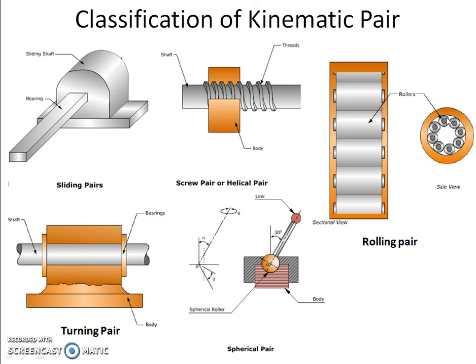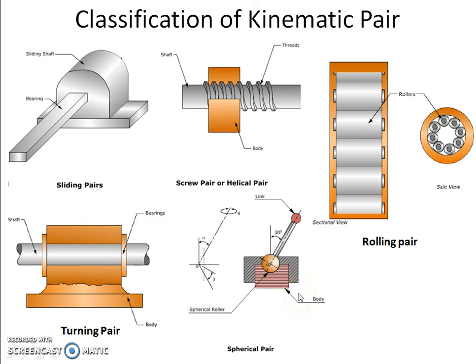And the next pair is the turning pair. When the two elements of the pair are connected in such a way that one can only turn or revolve about the fixed axis of the other link, such a pair is known as a turning pair. If you observe the piston or shaft with the collar, which only turns inside the body, it is called a turning pair.